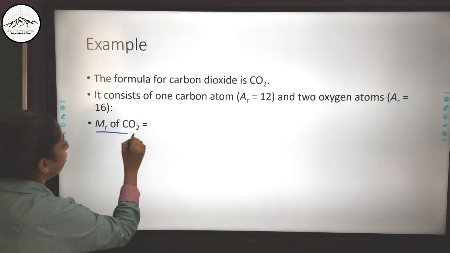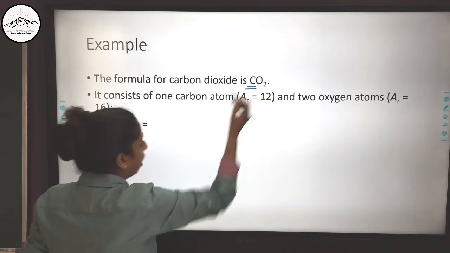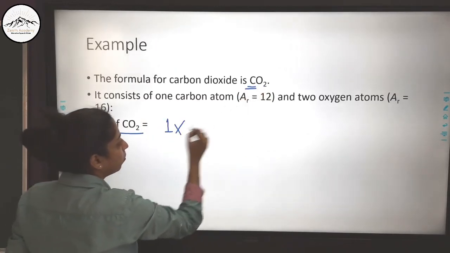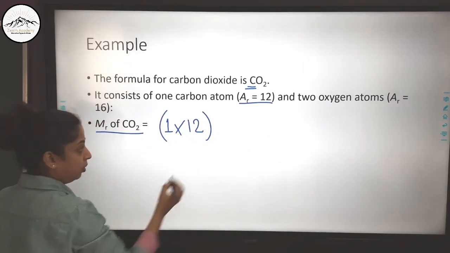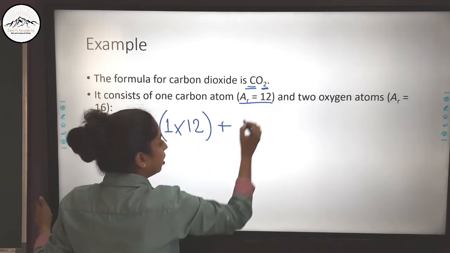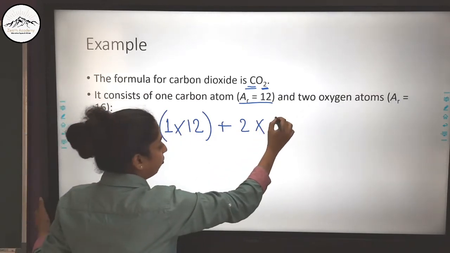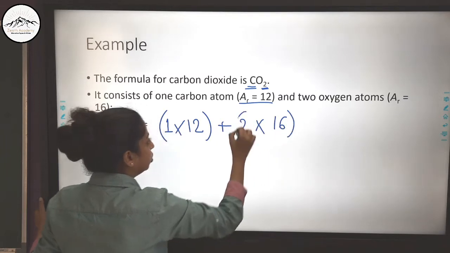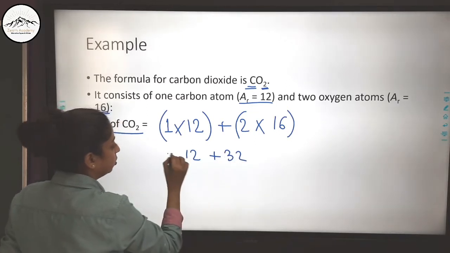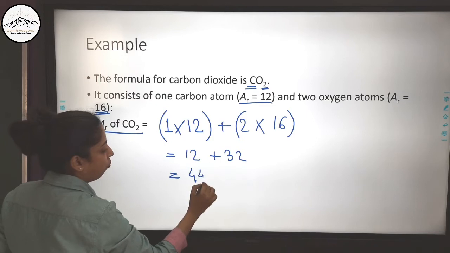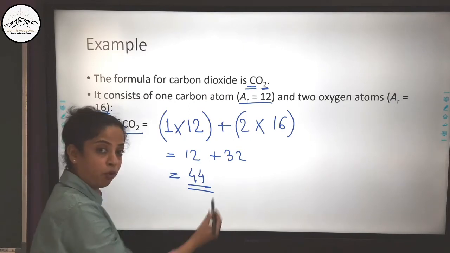So the relative molecular mass or the relative formula mass of CO2 is, now there is one carbon, so 1 into relative atomic mass of one carbon, that is 12. So 1 into 12 is for carbon. Then since there are two oxygen atoms, 2 into relative atomic mass of one atom of oxygen, which is 16. So 1 into 12 is 12 and 2 into 16 is 32. So now this becomes 44. So the relative formula mass of carbon dioxide is 44.